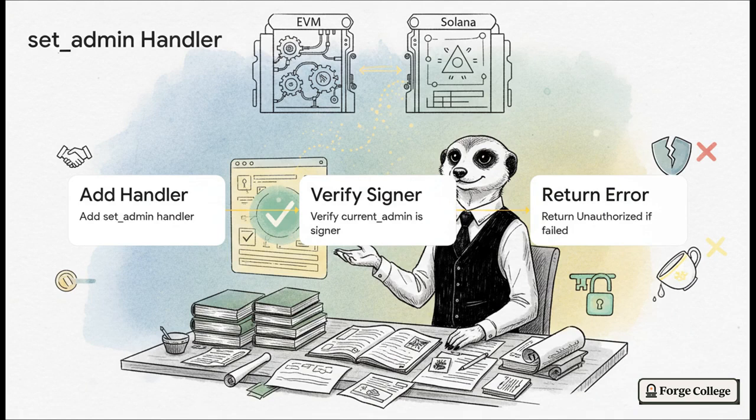Step 1, we add the handler. Step 2, instead of a simple require msg.sender equals owner, we actually manually verify that current admin.isSigner is true and that their key perfectly matches the authority on the state account. And if they don't match, step 3, we explicitly return an unauthorized error. We don't flip the table, we just politely hand back an unauthorized error.